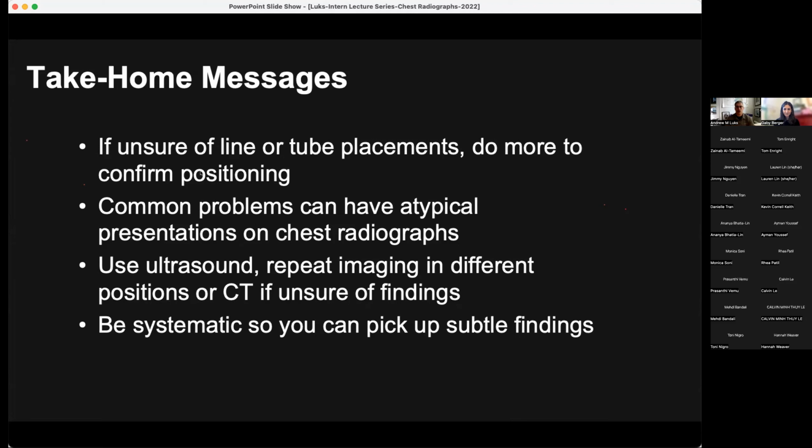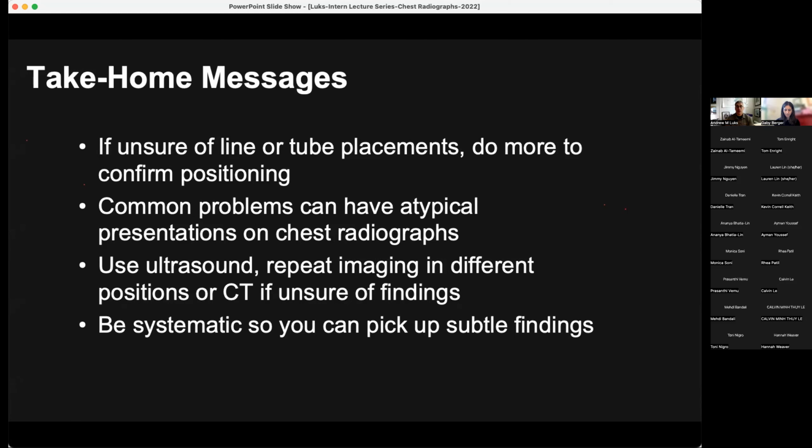So the big take-home message is, if you are unsure of the position of a line or tube, do more to confirm whether that tube is in the right position before removing it. For central venous catheter, that's transducer pressure off the tip of a catheter or get simultaneous blood gases off the catheter and a known arterial location. Remember that some common problems like pleural effusion or pneumothorax can have atypical presentations on chest radiographs. So you may need to do more to confirm the presence or absence of something. Those more things might include bedside ultrasound, repeat imaging with the patient in different positions, or CT scans if you can't clarify things based on the radiograph alone.